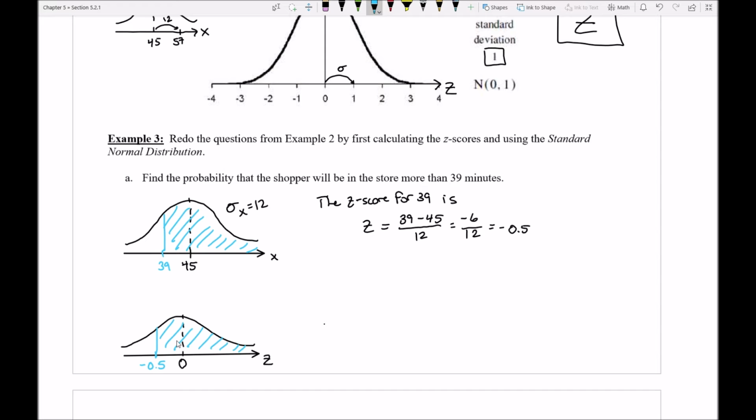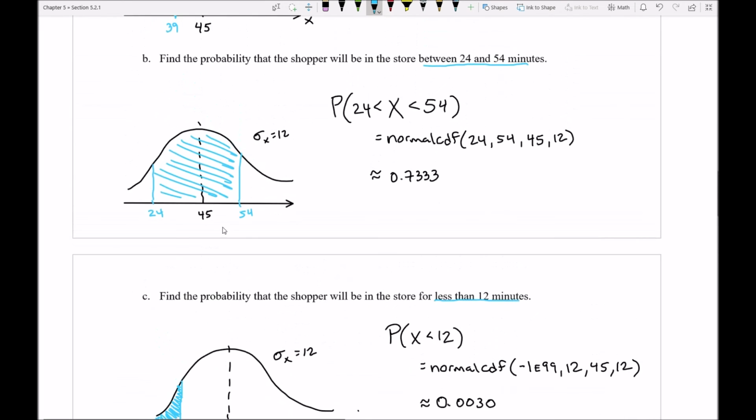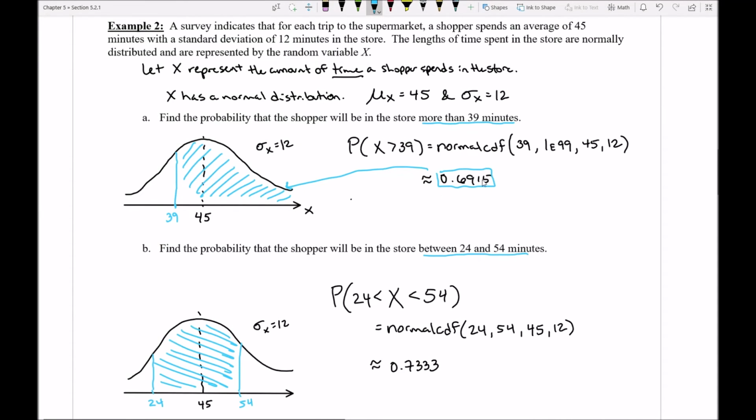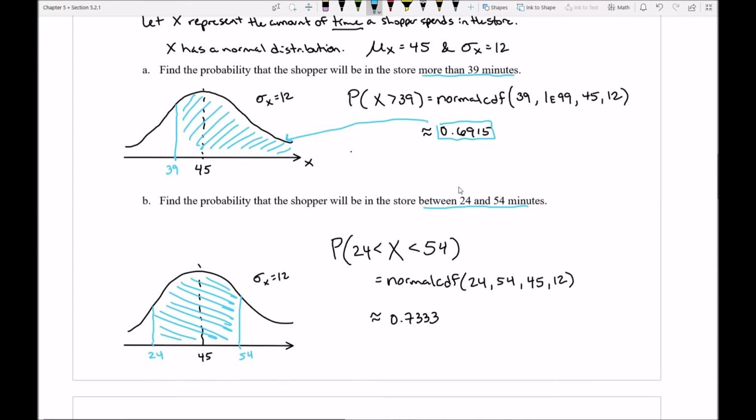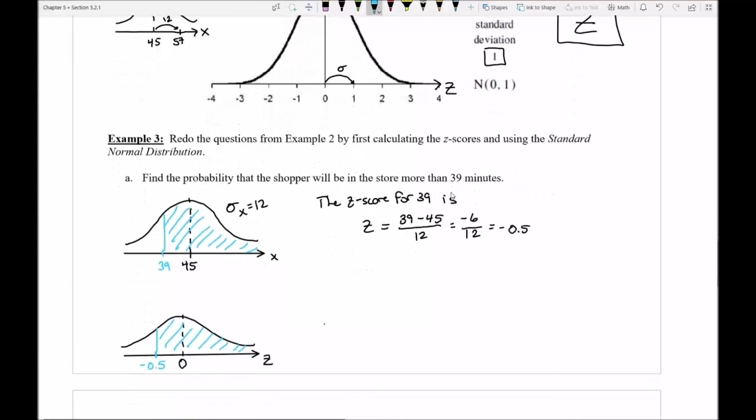So what I'm going to do is take a look at the following. I know that back in example 2a, when I calculated this probability, the total space there was 0.6915. Let me write that down up here. I again know that this amount of shaded space was 0.6915. What I'm curious about now is how much shaded space is right here. Well, let's calculate that. This would be the probability that z is greater than negative 0.5. Notice that's exactly what I've shaded.